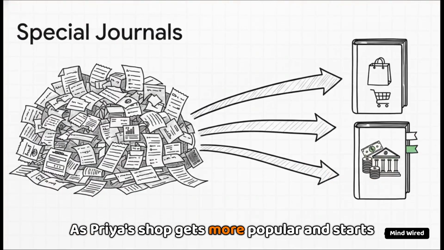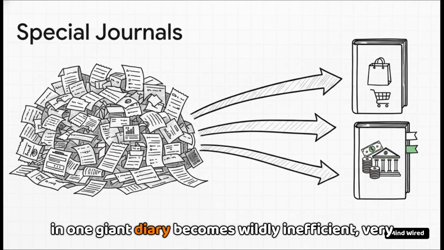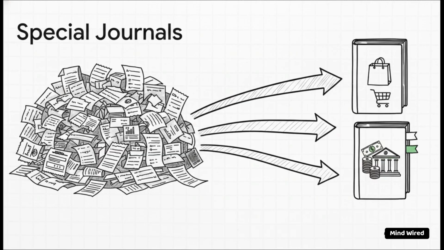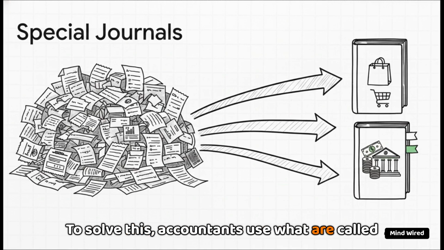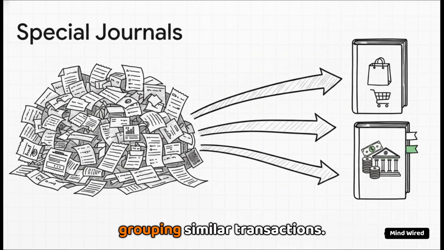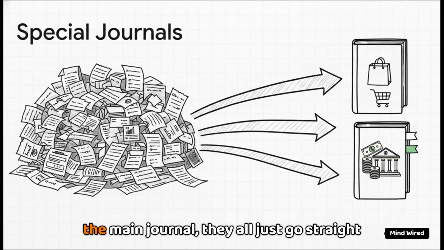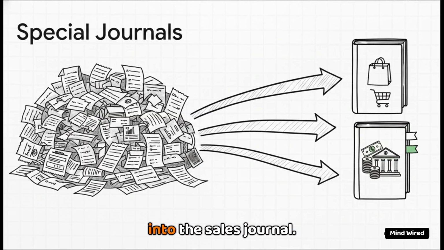All right, Section 4, Using Special Journal Books. As Priya's shop gets more popular and starts booming, writing down hundreds of repetitive, similar entries in one giant diary becomes wildly inefficient very fast. To solve this, accountants use what are called subsidiary books. Think of these like fast-track lanes for grouping similar transactions. Instead of logging 50 separate credit sales in the main journal, they all just go straight into the sales journal.